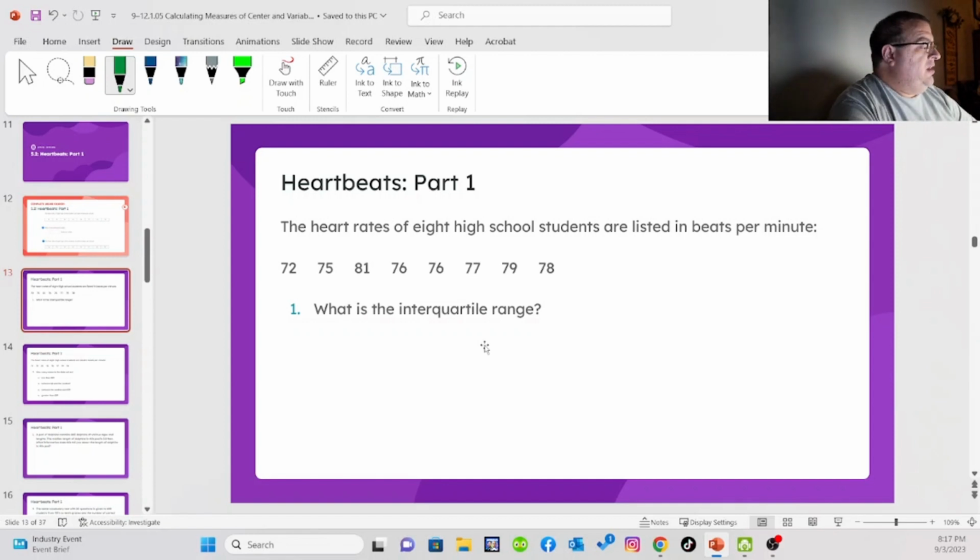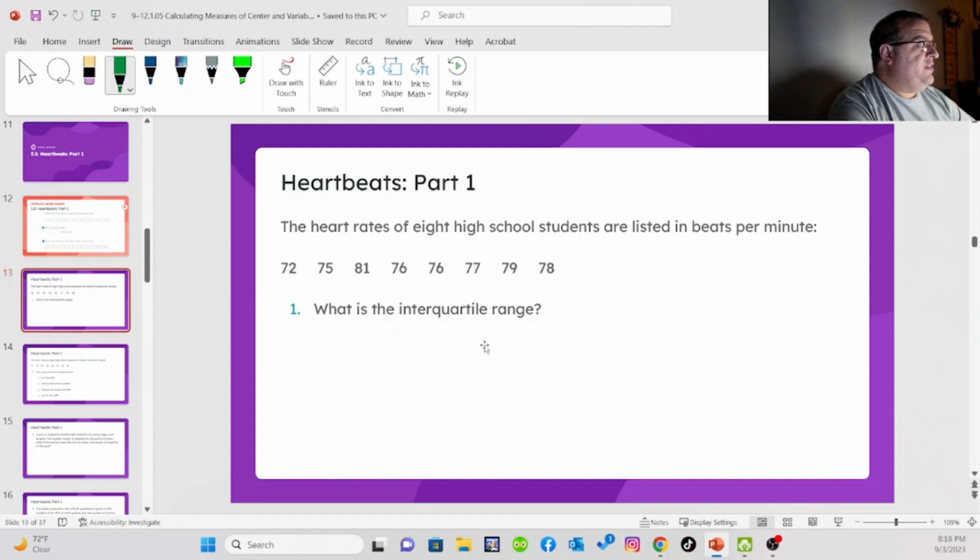Okay, so for question 1, it wants to know what the interquartile range is. The interquartile range refers to the 5-number summary that we use to make box plots. The interquartile range is how far Q1 and Q3 are spread apart. So how large is the box in a box plot?